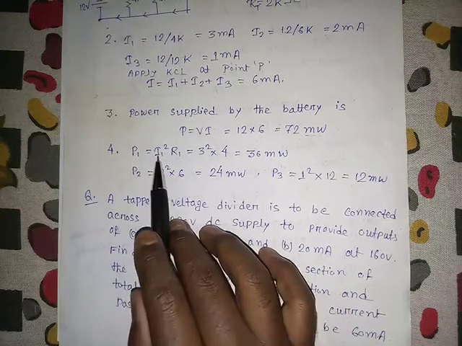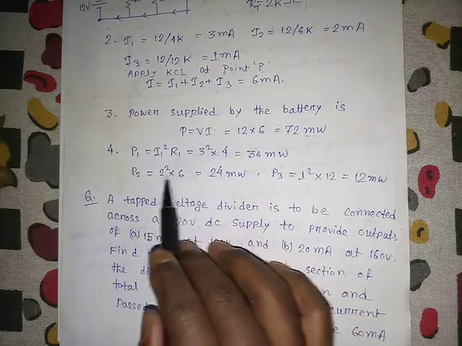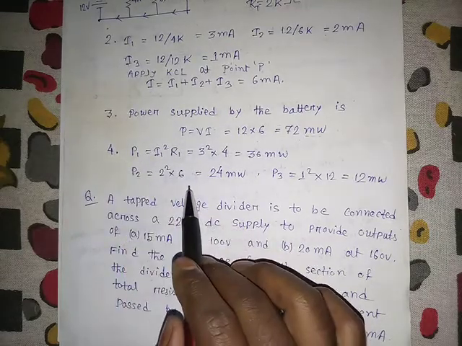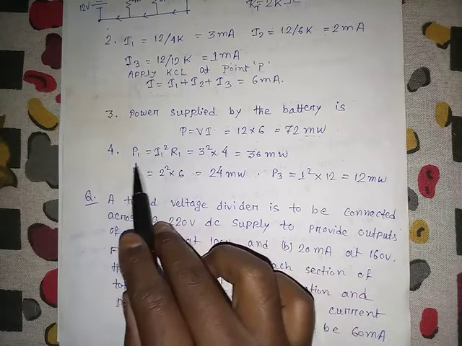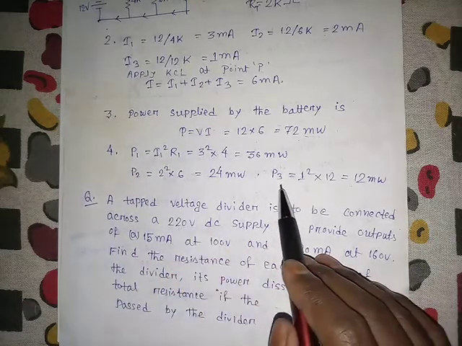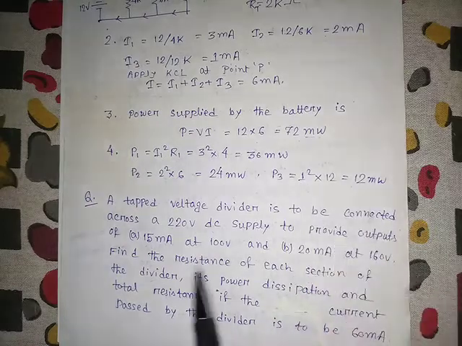And the last question is the power across each resistance. So P1 equal to I1 square into R1. We are considering the first resistance as P1. Similarly we calculate P2 equal to I2 square into R2, and P3 equal to I3 square into R3.